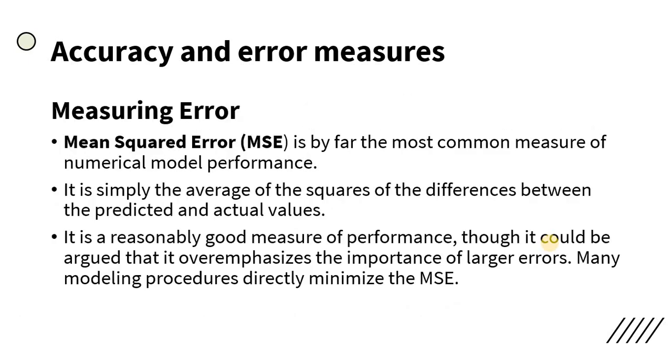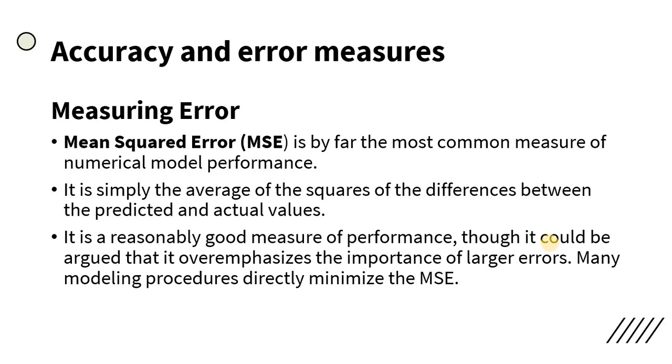Next one is error measures. As well as accuracy, we need to find the errors also, that is, in which samples errors have occurred. We can measure this using some different measures of errors, and the first one is mean square error.